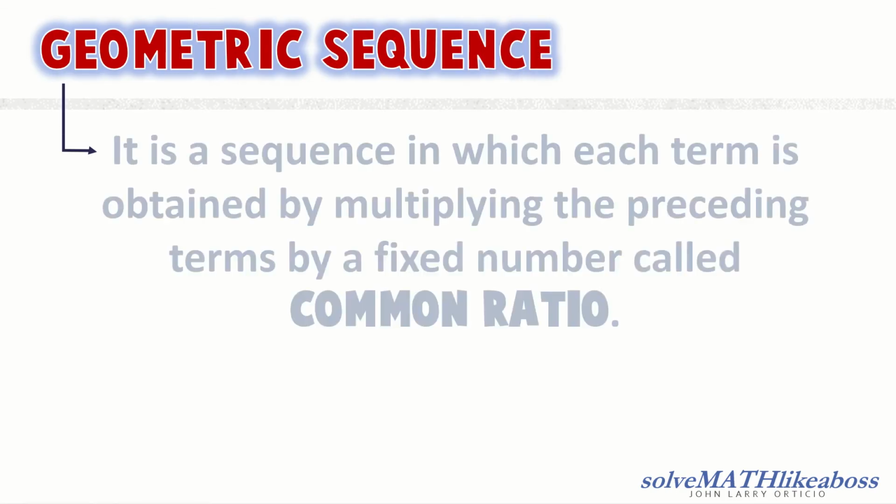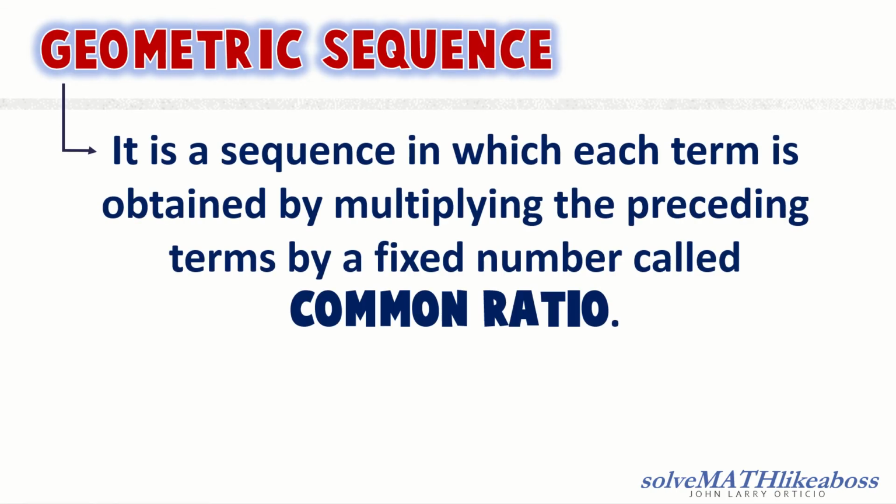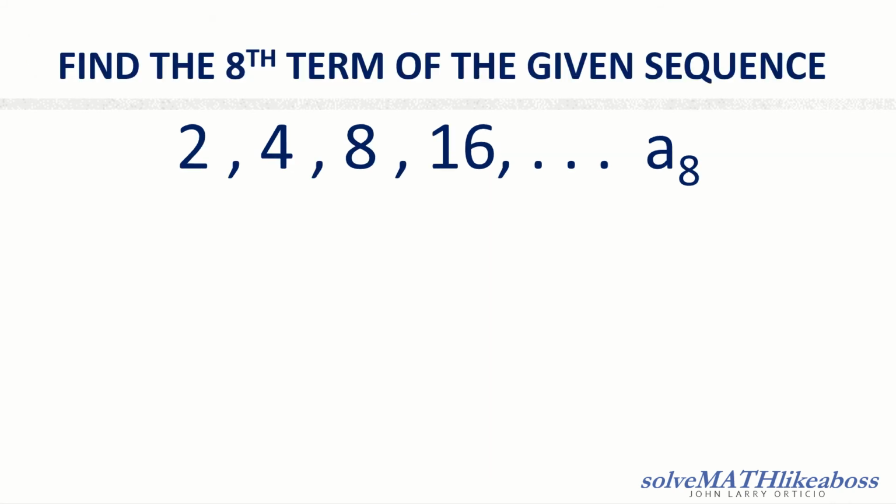A geometric sequence is a sequence in which each term is obtained by multiplying the preceding term by a fixed number called common ratio. Yun yung pinaka-importante, malaman yung common ratio ng isang sequence para alam natin yung mga susunod pang term o yung pattern natin. So let's start with the first question. Find the eighth term of the given sequence.